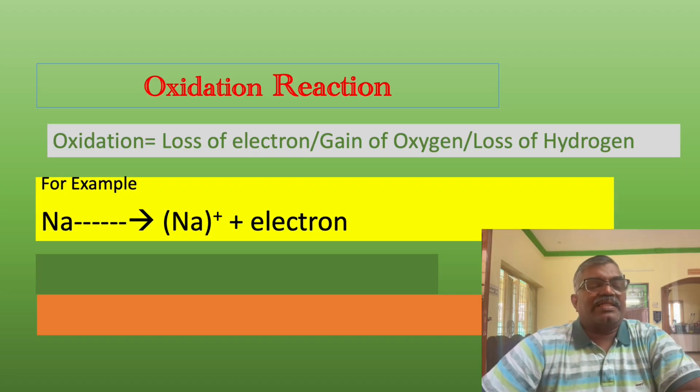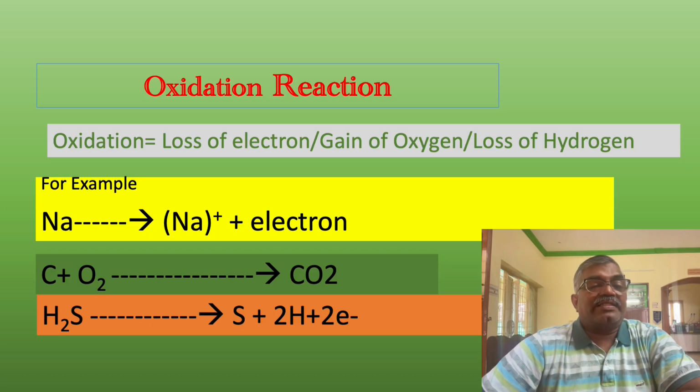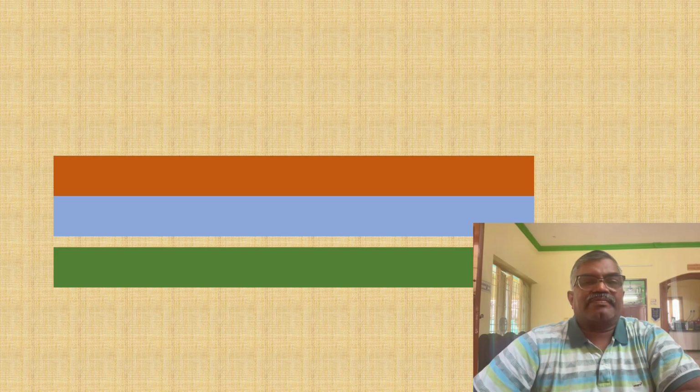A very good example is sodium losing one electron to become sodium ion, carbon reacting with oxygen to form carbon dioxide, and hydrogen sulfide becoming sulfur. So here you can see in the first case loss of electron, in the second case gain of oxygen, and in the third case loss of hydrogen. These are all examples of oxidation reaction.